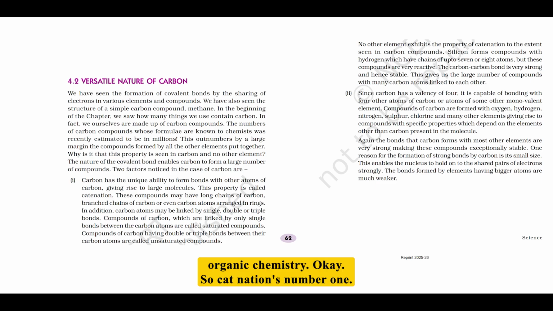Okay, so catenation's number one. What's the second factor for carbon's versatility? The second factor is its tetravalency. We keep coming back to this, but it's fundamental. Carbon has a valency of 4. Meaning it can form 4 bonds. Right. It's capable of bonding with 4 other atoms simultaneously.